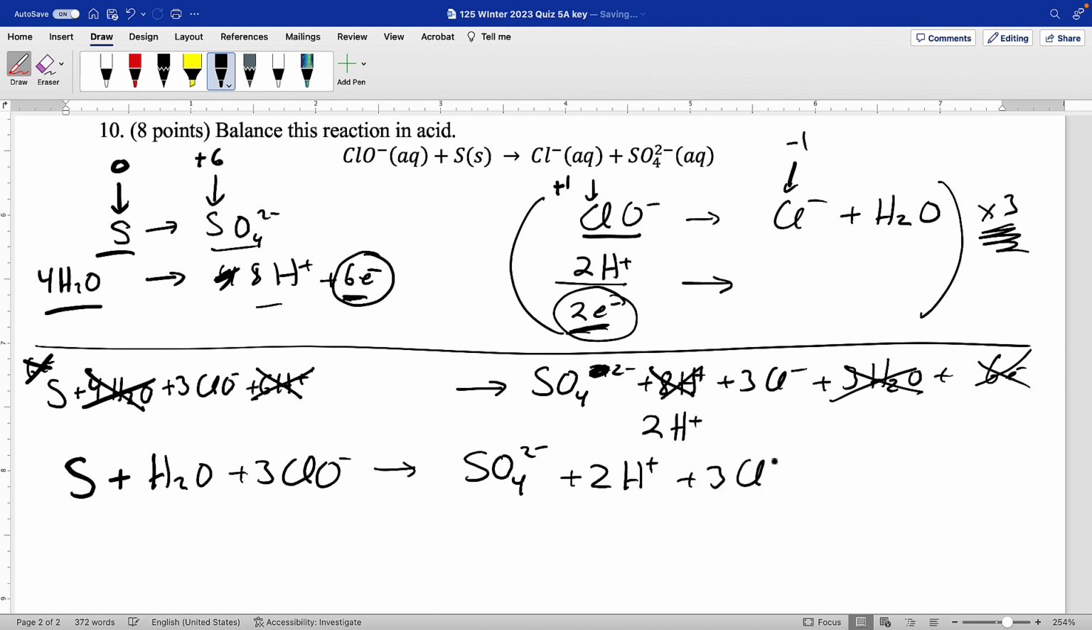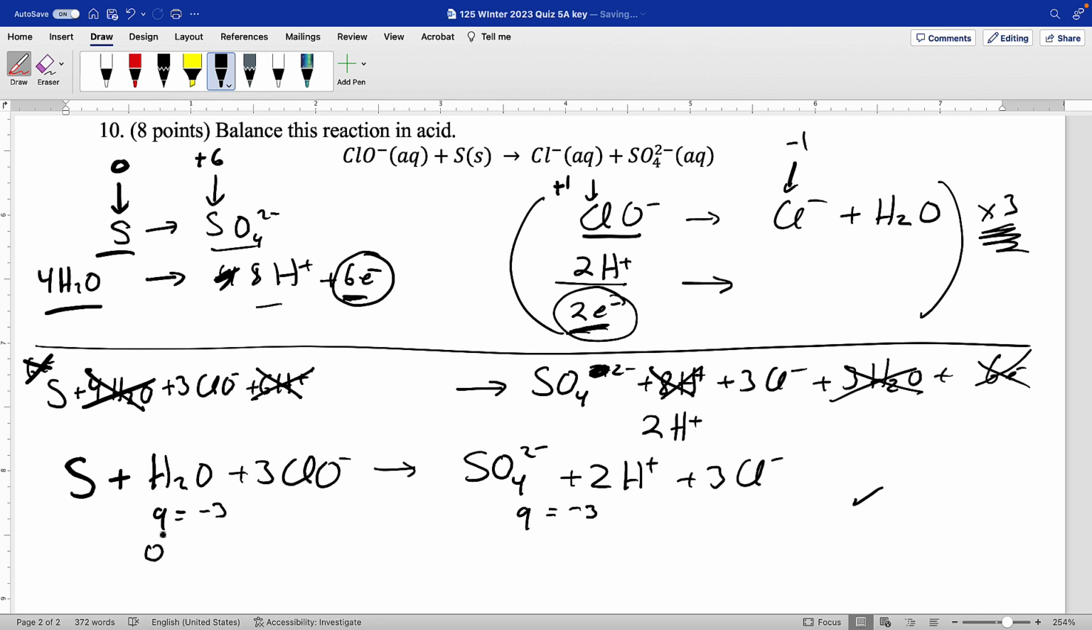3 chlorides. Okay, so looking at this, let's check our atoms. Chlorine balances, 3 and 3, sulfur 1 and 1. The charge on the left-hand side is -3. So let's write out some of this stuff. On the right, we've got -2, and then we've got -3, so that is a -5, but then we've got +2, so it's going to end up being -3. So charge checks out.